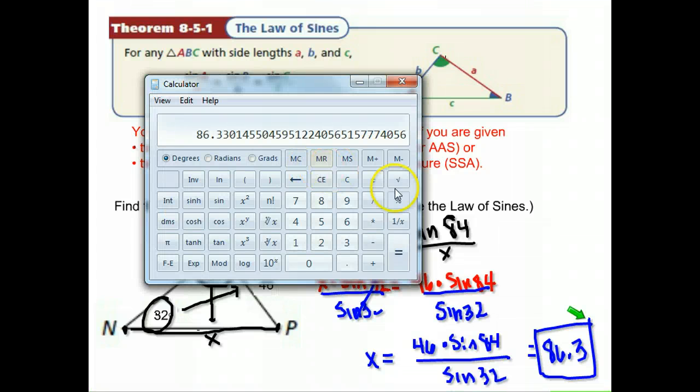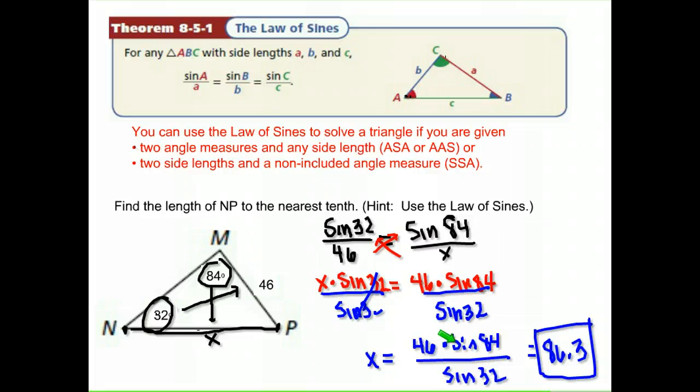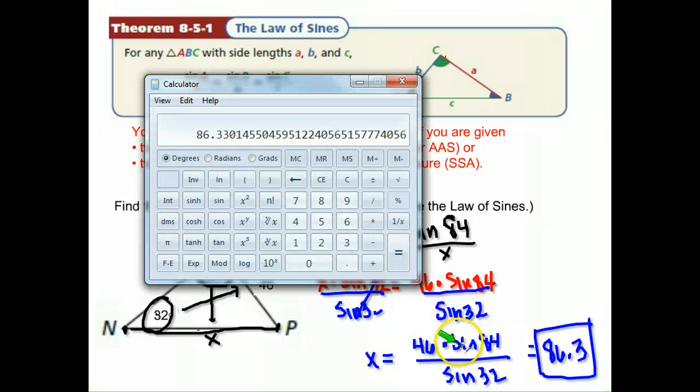Go one at a time. If you want, you can calculate each thing individually and write it down. The problem is the more rounding you do, the further you'll get from the exact answer. That's the only issue. Okay, so again, how did we enter that in our calculator?